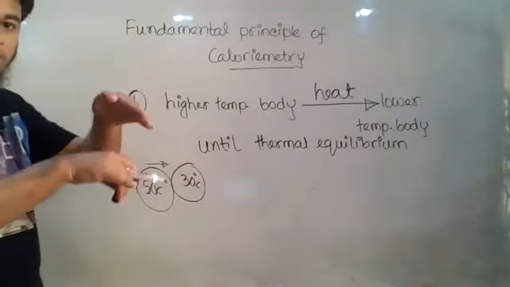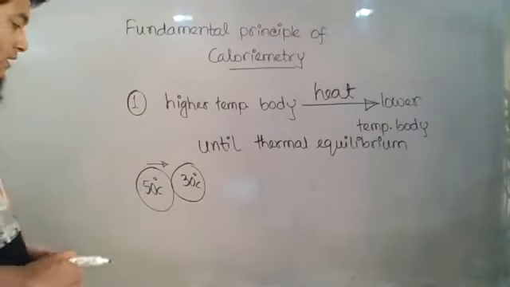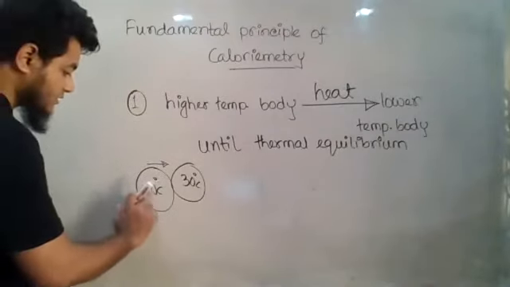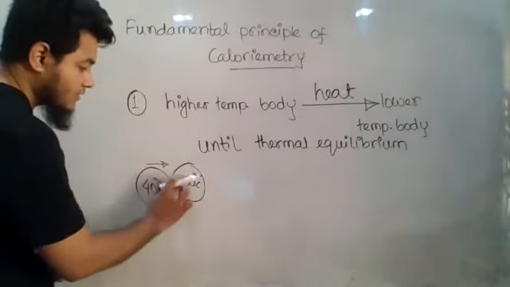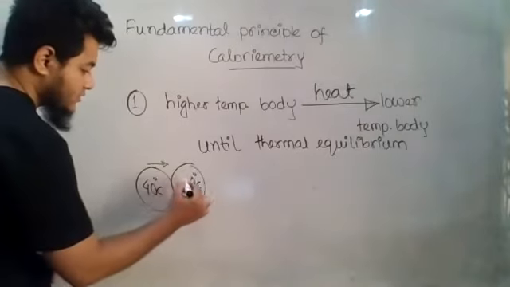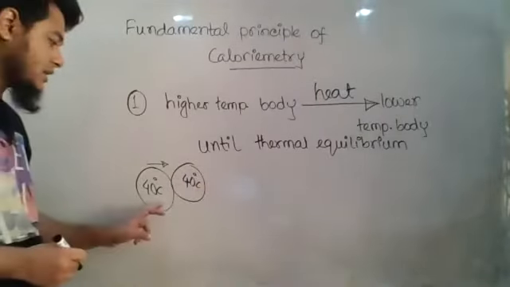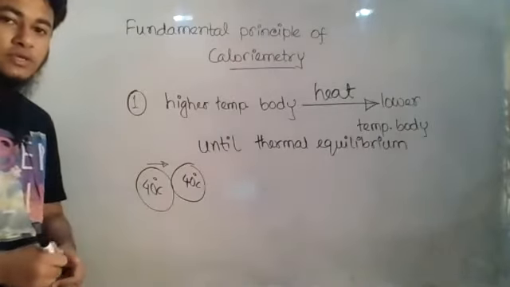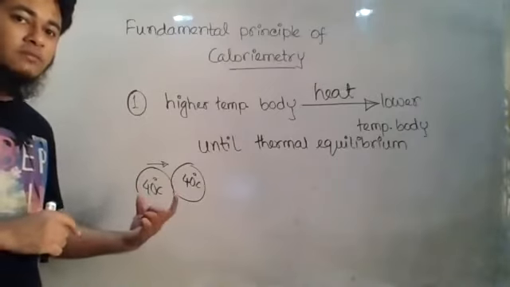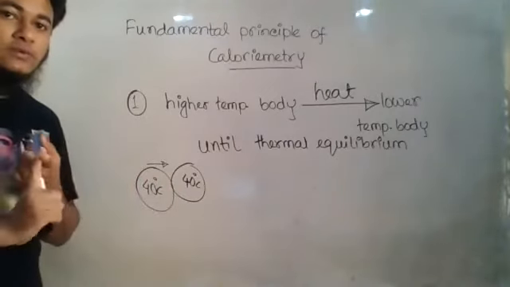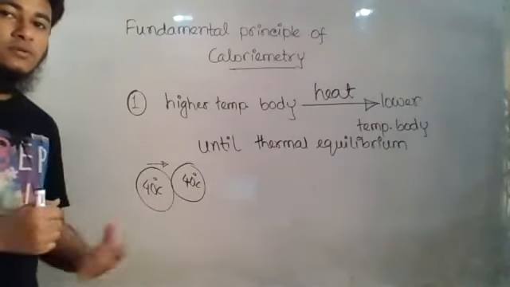So between 50 and 30, there is a point where the temperatures will meet, right? Let us say the temperature of the 50 degrees Celsius body has decreased to 40 degrees Celsius, and the temperature of the 30 degrees Celsius body has increased to 40 degrees Celsius. Now you can see that there is no temperature difference between them. The temperatures have become equal, so we can say that we have achieved thermal equilibrium. This condition is thermal equilibrium.